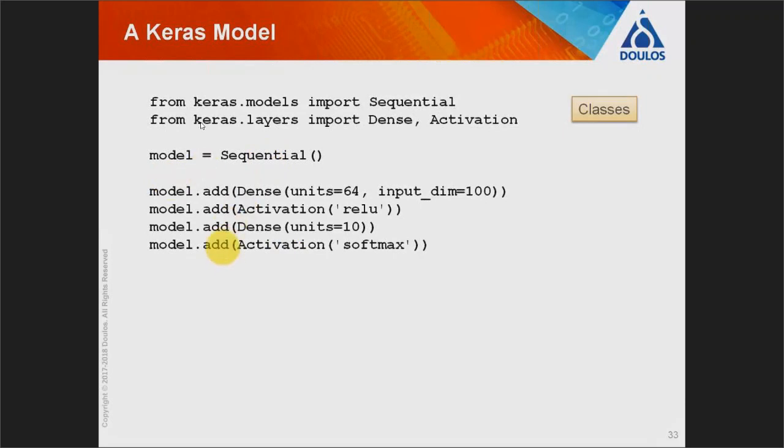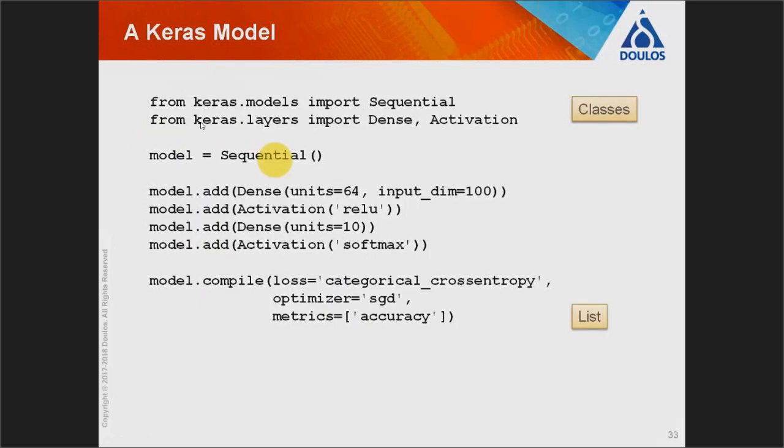Model.add is then calling a method of the object to which this variable is bound and passing an argument to its constructor. And in each case, the argument to the constructor is an object that's actually being created by calling another constructor. So activation is also a class. We're calling the constructor of the activation class with an argument. You can see here some of these arguments are being passed by position, like the string softmax. Other arguments are being passed by keyword. So dense, open parenthesis, units equals 10 is simply passing a keyword argument to a constructor that's being used to construct an object, which in turn is being passed as an argument to another method, a method of the object to which this particular variable is bound.